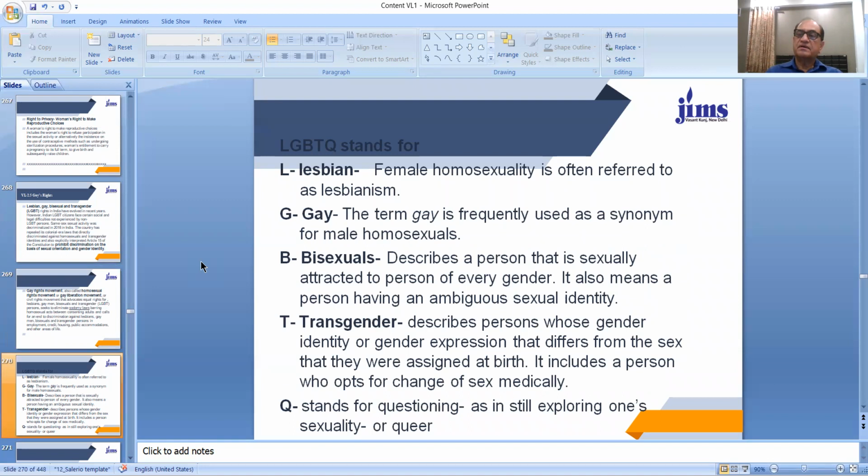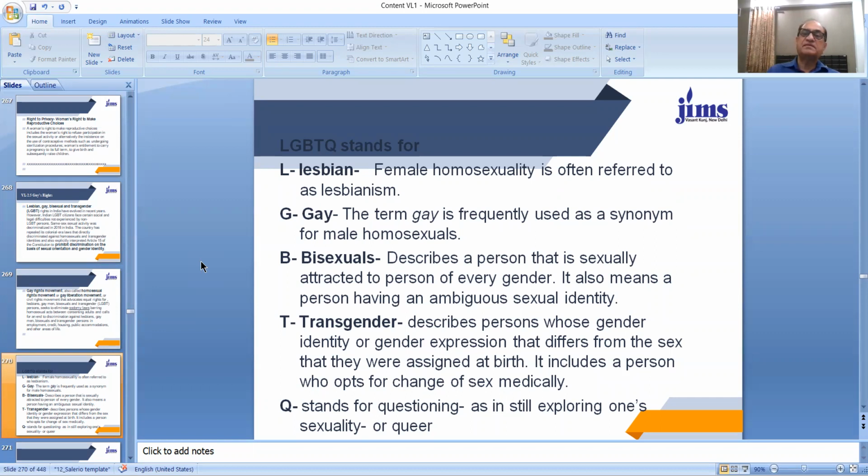Again, coming to the definition of LGBT, one more category, Q, is also added to this abbreviation, which now stands as LGBTQ. Q stands for questioning, that is, you are still exploring one's sexuality, whether he is male or female.